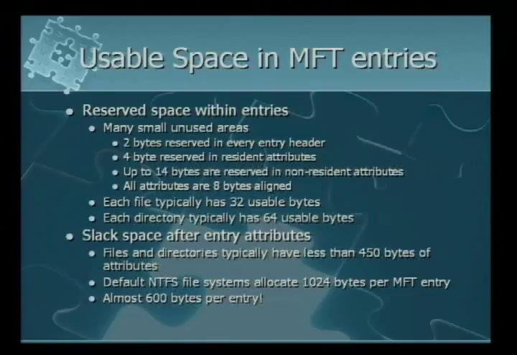But what's more interesting is that you've got a whole bunch of slack space after every MFT entry. An average file or directory on a system has about 450 bytes of attributes stored within the MFT, yet it's formatted to be 1K in size. So you have almost 600 bytes for every single file or directory on your system that's there and unused. Seems like a lot of space. So we want to look at, well, how can we use that? What are things we have to worry about?